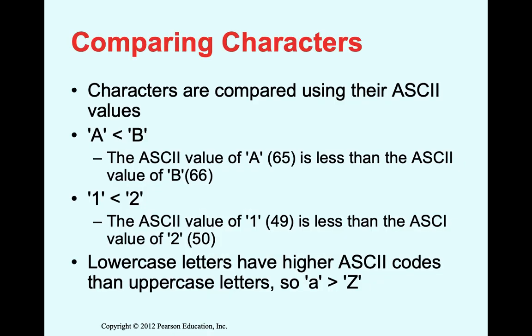We can also compare characters in C++. When we compare A and B, we will convert each character to the ASCII code, and we see which code is before. So in this case, A is less than B, because the ASCII value for A is 65, while for B is 66. The character 1 is less than 2, because the ASCII for character 1 is 49, while for 2 it's 50. Usually the lowercase letters have a higher ASCII code than uppercase letters. So small a is greater than capital Z.